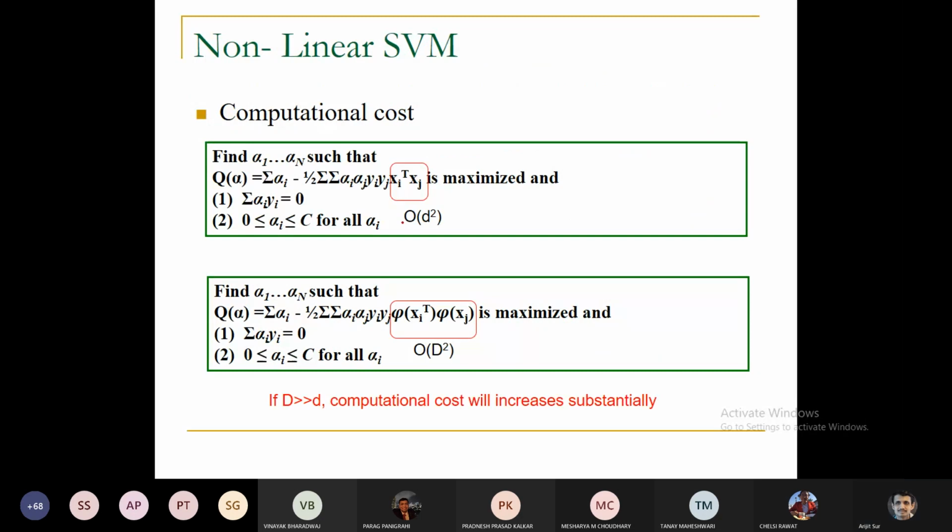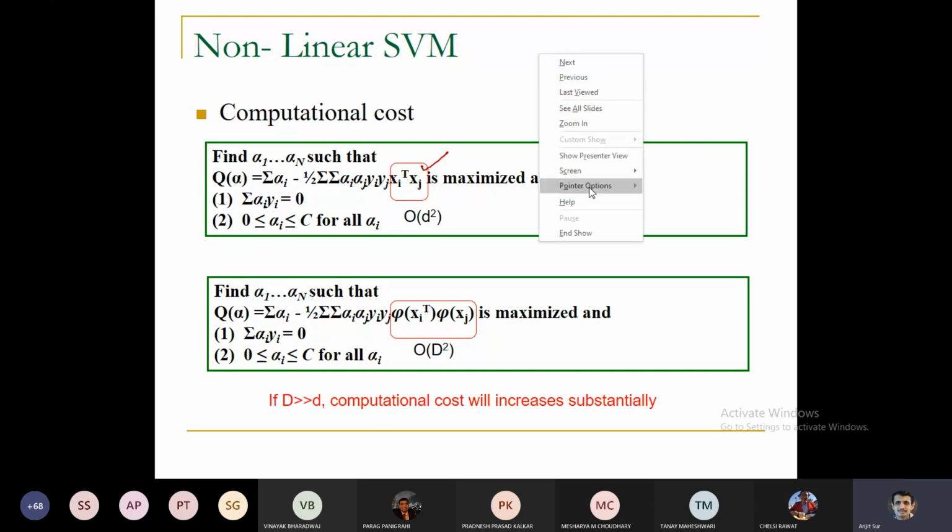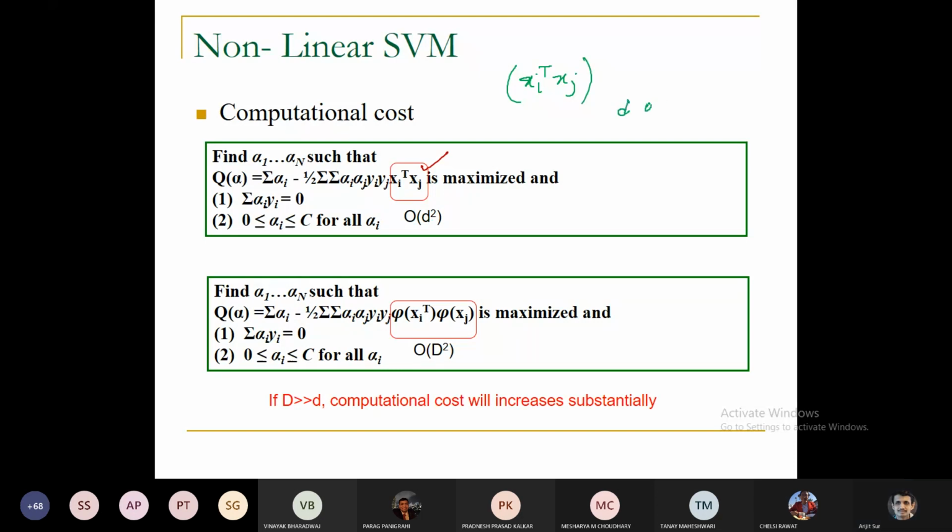Now this is very important. Whatever we are thinking is not always very easy. When we are doing this classification, the major thing is here: xi transpose xj, because this is the dot product. Now if we do this, the cost is of order d square, where d is the lesser dimension. But if we transform xi to phi of xi and xj to phi of xj, then it is this.